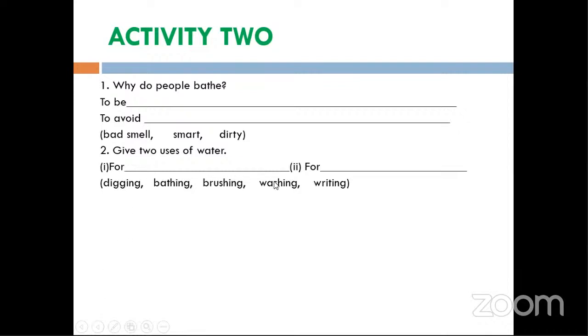And we have put even some answers here. So it is you to choose whether we use water for digging or we use water for writing. If we use water for writing, you put there that we use water for writing. If we use water for digging, you also put there we use water for digging. If you use water for bathing, then you put there we use water for bathing, brushing, and washing.